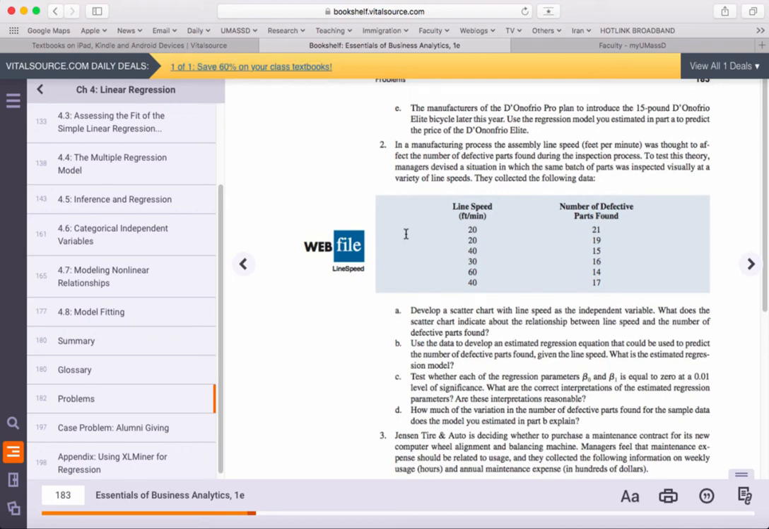Hello, everybody. We are going to solve problem number 2, chapter 4 today. Problem number 2 basically is titled Line Speed. It's about the manufacturing process and assembly line speed and the number of defectives.